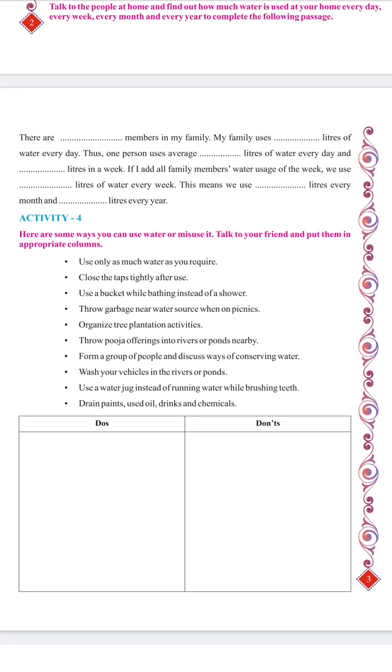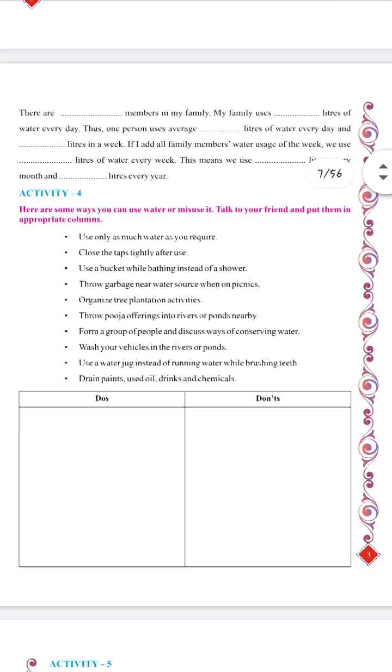So if you are calculating the use of water every month, you have to multiply the daily use by 30, and you will get the result. And for the whole year, you will have to multiply the daily use by 365, and you will get the result: how much water is being used by a single person of your family in one day, in a month, or also in a year. So let's go to activity number 4.